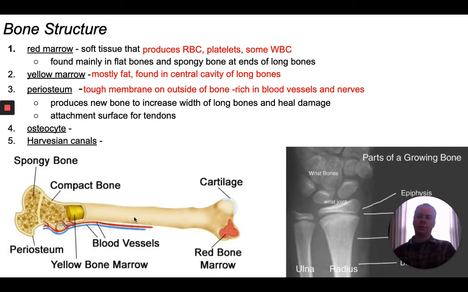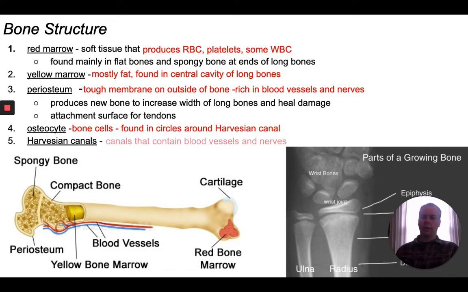There is a layer of tissue on the outside of bones called the periosteum, and this is very rich in blood vessels and nerves. This is where new bone material is produced, causing the width of the bones to grow and also to heal damage to the bones. The periosteum is also where tendons are attached. They attach to that tough membrane. The actual cells within the bone are called osteocytes. They're found in circular patterns around a canal, and those canals through the bone are where blood vessels and nerves run.